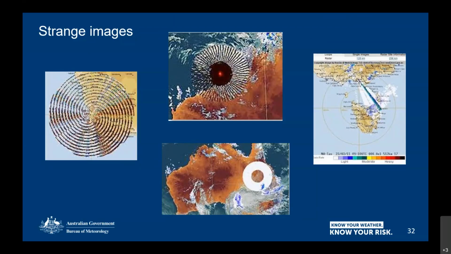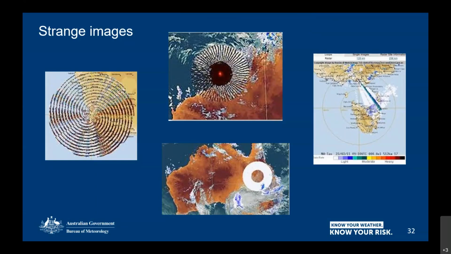The image on the left, that's a similar issue. We had a fault on the radar that was injecting a signal into the receiver, and that caused that strange swirl. The bottom image was an issue with a receiver on the radar near Charleville, where the receiver wasn't working properly. It malfunctioned and it didn't provide any return echoes in its space.